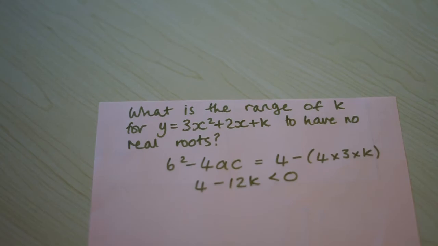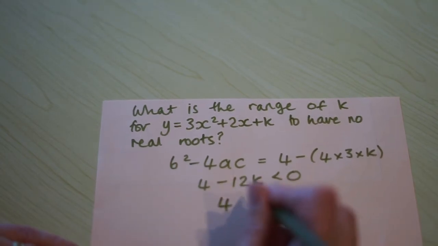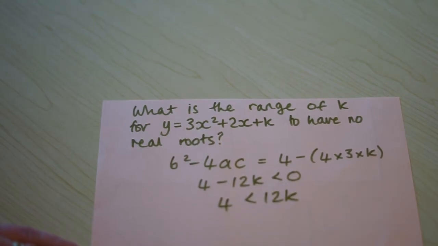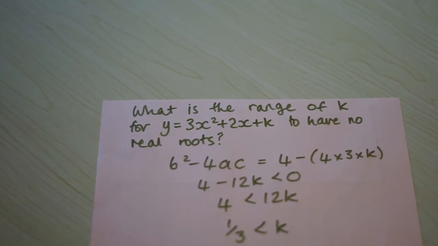Okay, so rearranging this, add 12k to both sides, divide both sides by 12 and cancel down. And here is the range of values. K has to be greater than a third for that equation to have no real roots. Well done if you did that.